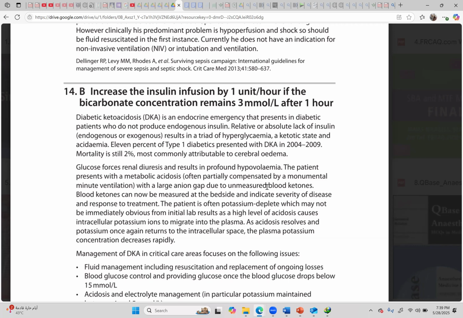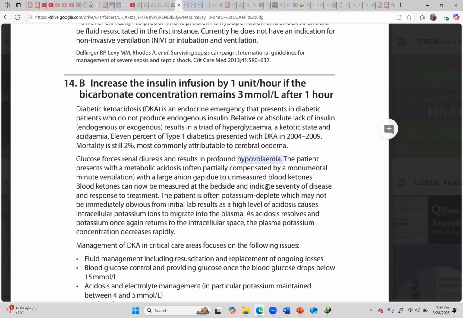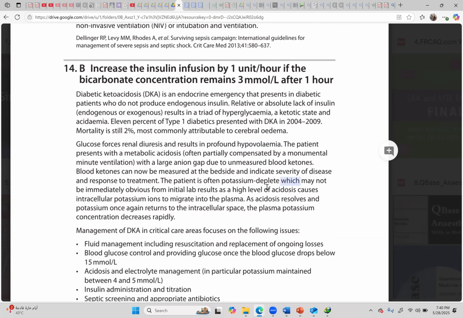It occurs in around 11% of diabetics. Mortality is still 2%, most commonly attributable to cerebral edema. The glucose forces renal diuresis. So when there is hyperglycemia, there is renal diuresis and it results in profound hypovolemia. So that's one problem. The patient presents with metabolic acidosis, often partially compensated by a monumental minute ventilation, with a high anion gap due to unmeasured blood ketones. So that's not measured. Blood ketones can now be measured at the bedside.